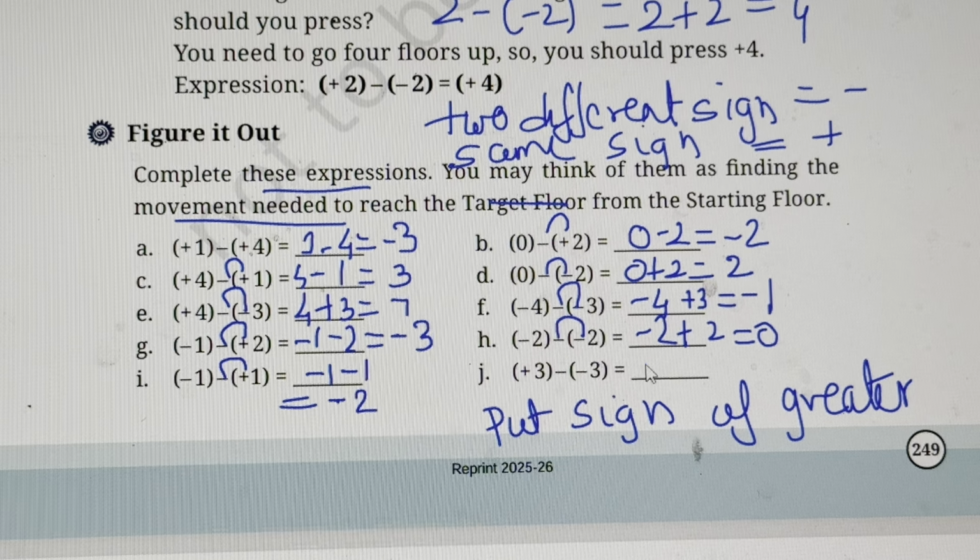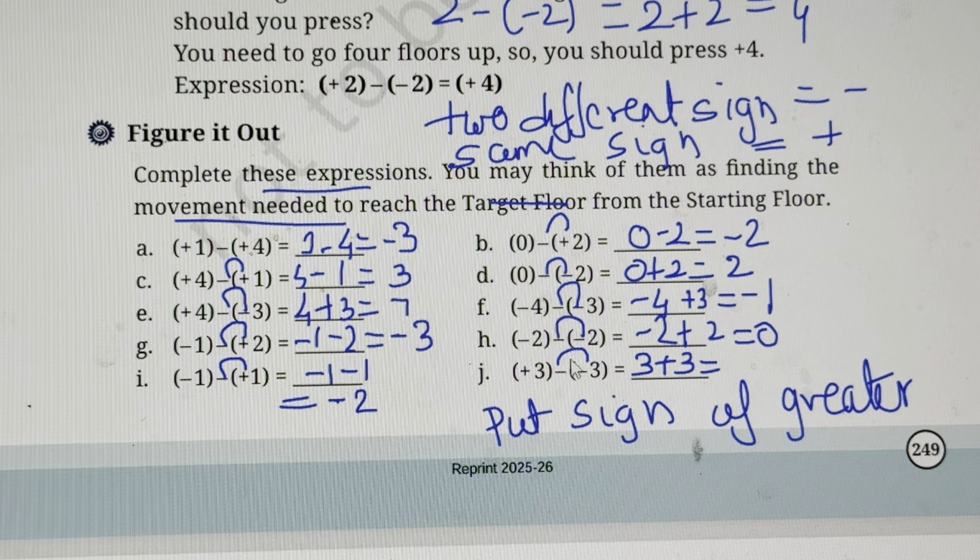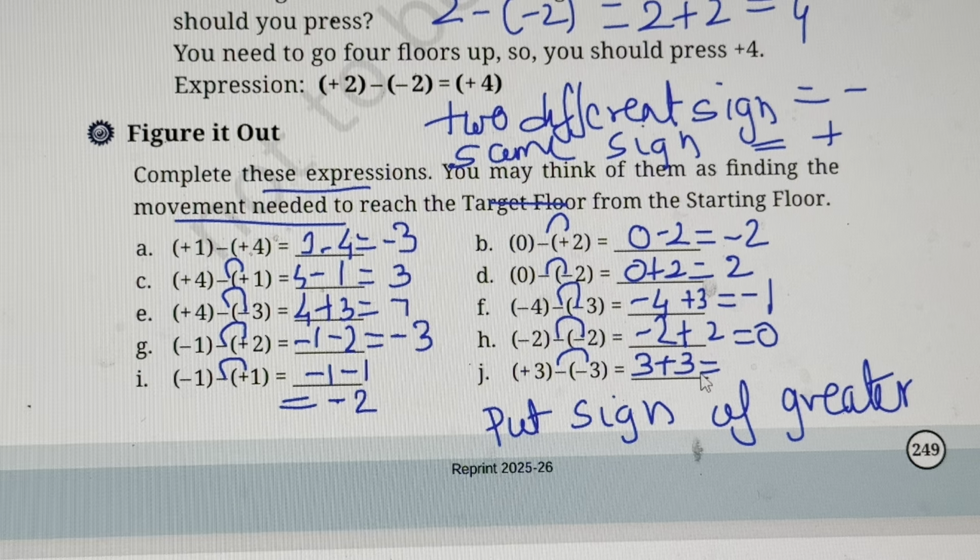Question number J, plus 3, so we just write 3. Now this minus and minus becomes plus. So 3 plus 3. So what happens here? Only one sign is needed when there is a bracket. And that sign we need to consider. So 3 plus 3 is 6. That is answer number G.